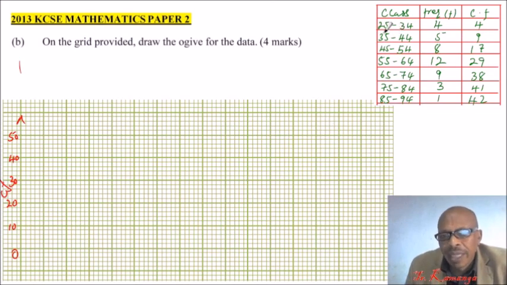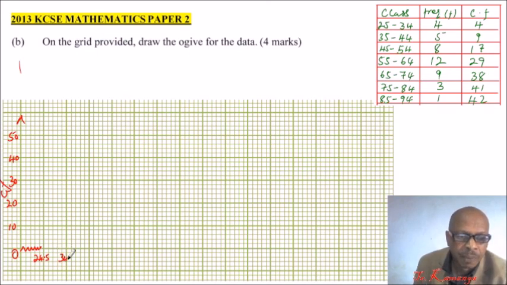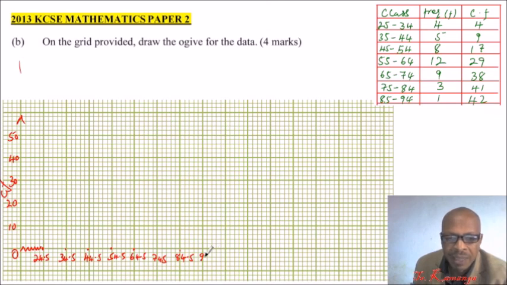Then the upper class boundary of this class, we start with 24.5. So that it does not start from 0, we put a zigzag line here and we say this is 24.5. Then the next one is 34.5, then 44.5, 54.5, 64.5. These are the points. We have 74.5, 84.5, and finally 94.5.